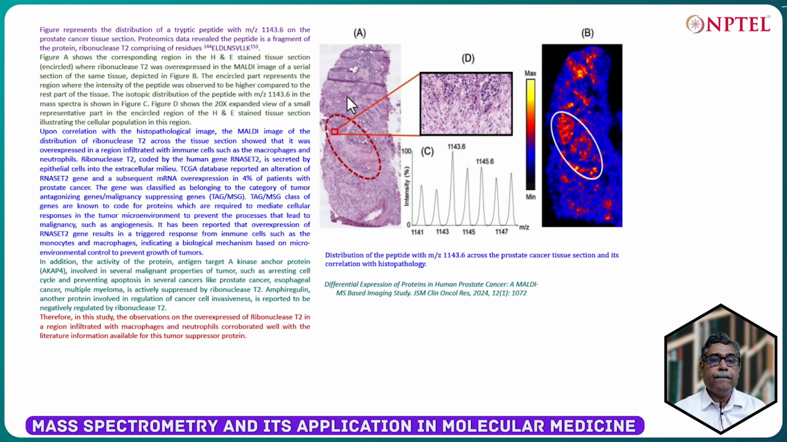That is what we have been seeing through the mass spectrometry based MALDI image of ribonuclease T2, depicted in figure B. The encircled part represents the region where the intensity of the peptide was observed to be higher compared to the rest of the tissue.